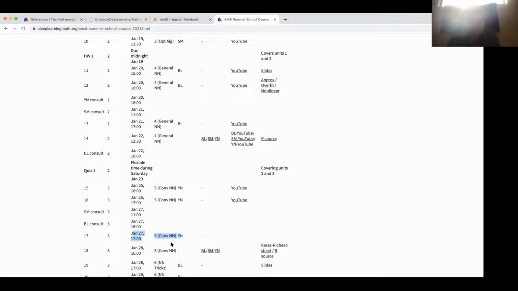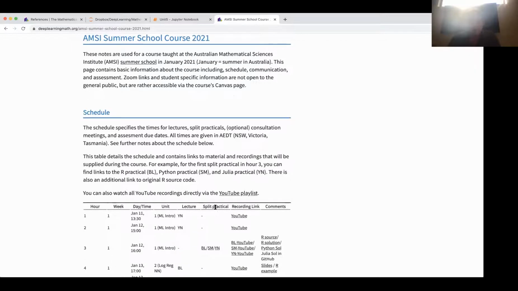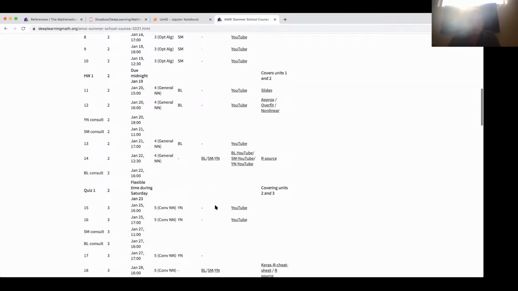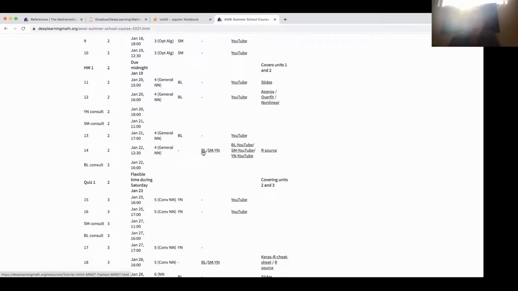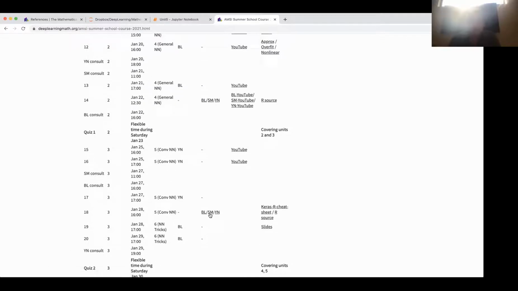So we are here in the middle of Unit 5. Basically, we have 50 minutes today. Tomorrow, we have the third and last split practical. You already know the drill: you can go with Benoit for R, Sarat for Python, or with me for Julia, and go to the different Zoom links tomorrow. Immediately after the split practical, you have a lecture, so you go back to the main course Zoom link with Benoit.